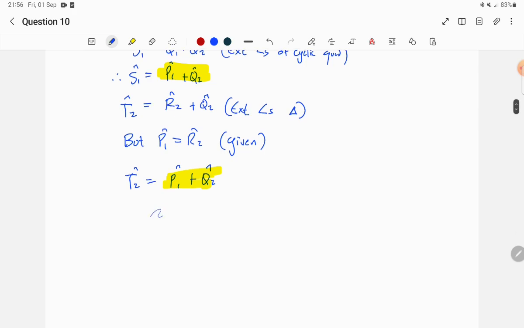So therefore, S1 is equal to T2, which is equal to P1 plus Q2.